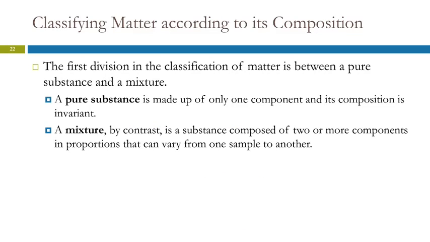The first division is between a pure substance and a mixture. So a pure substance is made up of only one component, and the composition is always the same. In a mixture, you have 2 or more components, and the proportions can vary.